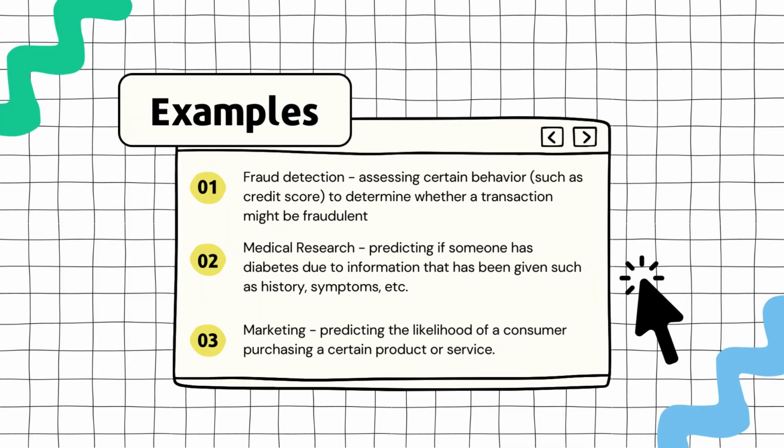Examples of where logistic regression can be used are in fraud detection for banks or businesses, where we can assess certain behavior, let's say credit score or other factors, to determine whether a transaction might be fraudulent. Another example is in medical research, where we can predict if someone has diabetes due to information that has been given, such as history, symptoms, lifestyle, etc. Lastly, an example of using logistic regression can be through marketing, where we can predict the likelihood of a consumer purchasing a certain product or service.